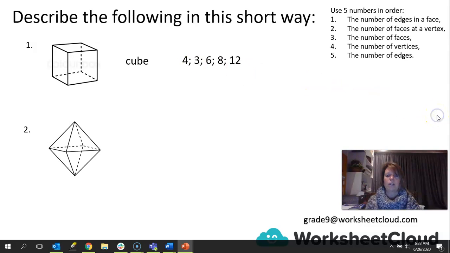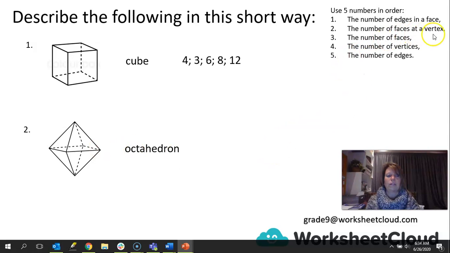Okay. The next shape we're going to look at is that one. What do we call that shape? It's an octahedron. Why? Because it has actually got 8 faces that are congruent. So this one is made up of 8 triangles that are all exactly the same. So now we're going to look at the number of edges in a face. We know that it's made up of triangles, so that must be 3.